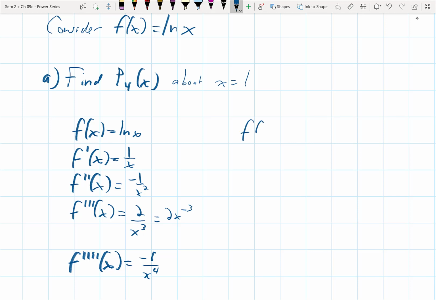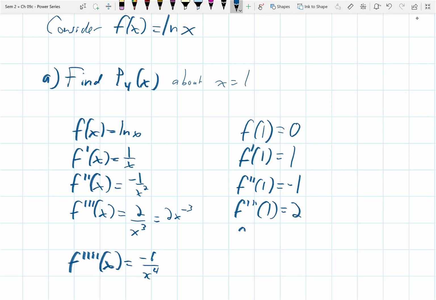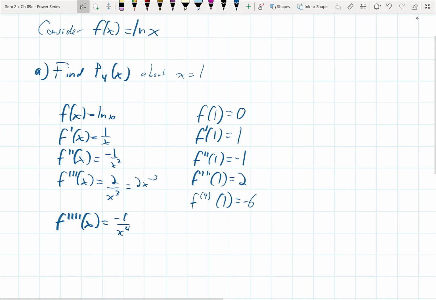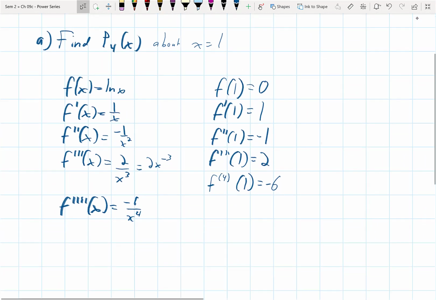Then we want to figure out f of 1, which is 0, f prime of 1, which is 1, f double prime of 1, which is negative 1, f triple prime of 1, which is 2, and f quadruple prime of 1, which is probably better expressed as f with the parentheses 4 at the top, because that means fourth derivative, is negative 6. Then we're going to figure out the fourth degree polynomial.